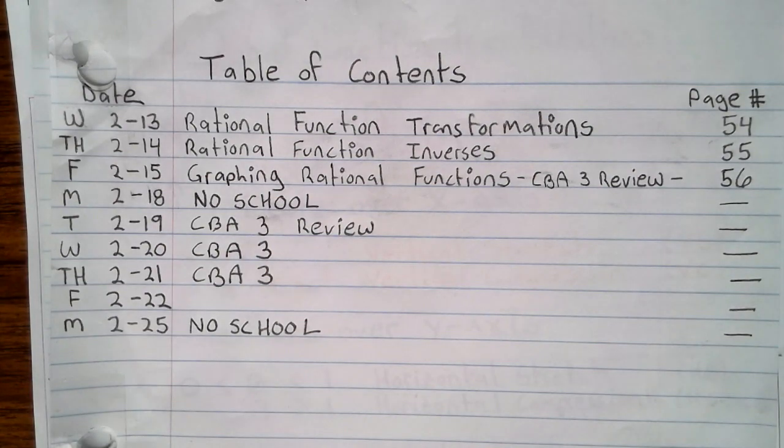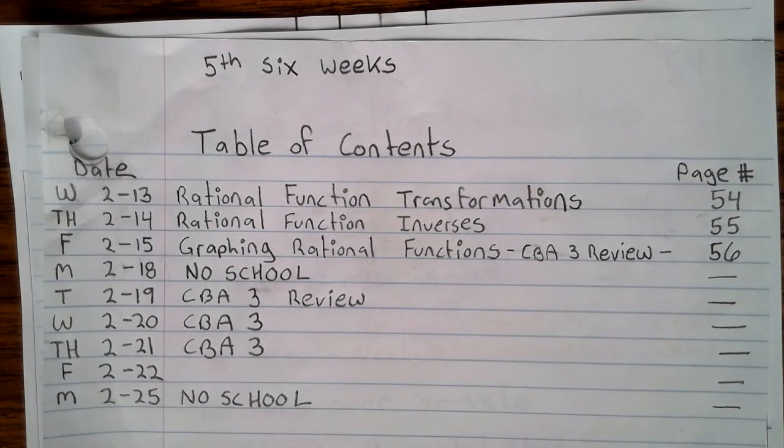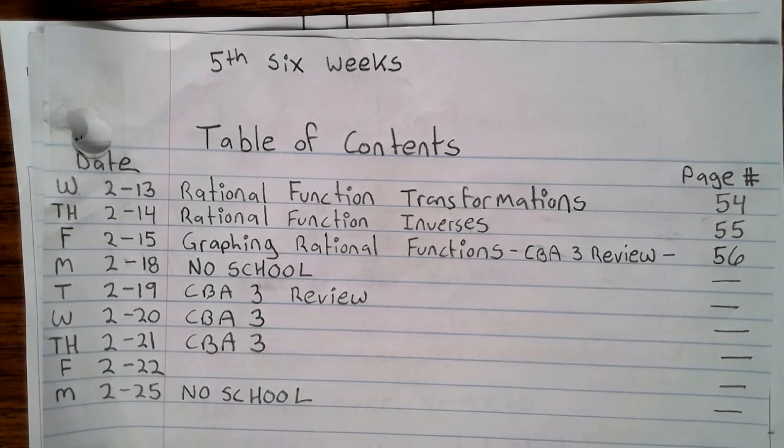Okay, Wildcats. Today we're looking at Wednesday, February 13th, rational function transformations on page 54. As you can see, this is the first assignment of the fifth 6 weeks. So if you would, update your table of contents. All right, now your table of contents are updated. Let's take a look at the notes.